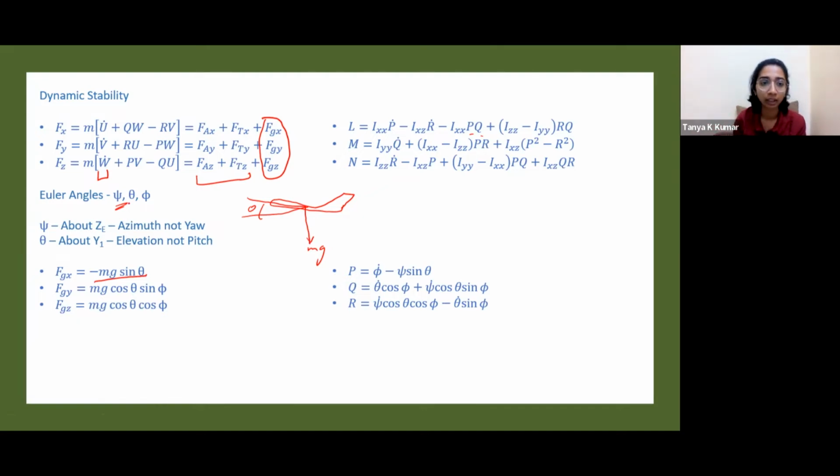So then no matter how much you rotate about the z-axis, the psi, your mg vector will be along the z-axis. So even if you roll it, yaw it, it will still be along that axis, okay? Which is why psi does not appear in any of these equations.